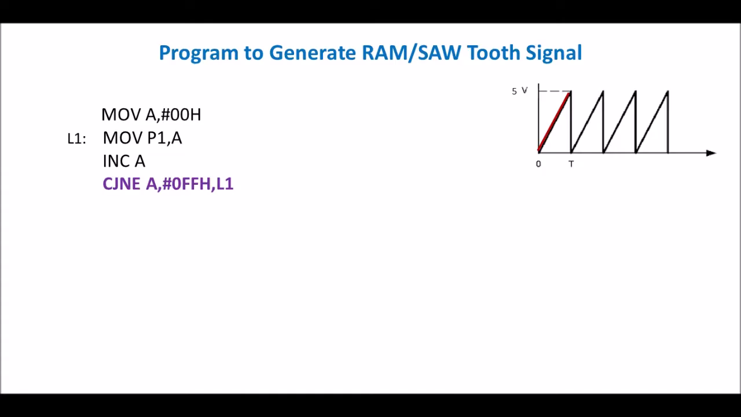So it will continuously increment the accumulator till it becomes FFH. When A is equal to FFH, this condition is not satisfied, so it will execute the next instruction. We'll send FFH to port P1. So we'll get an analog output voltage of 5 volt, and one cycle is completed. Now we want to execute this program continuously. So we'll write here a jump back instruction, so it will come to the first instruction of this program.